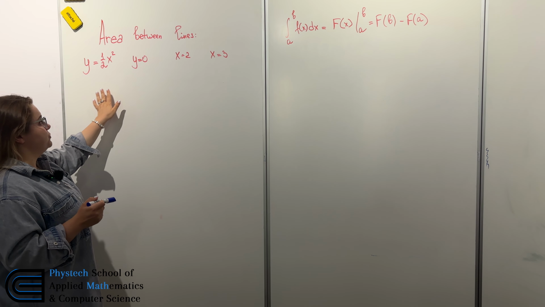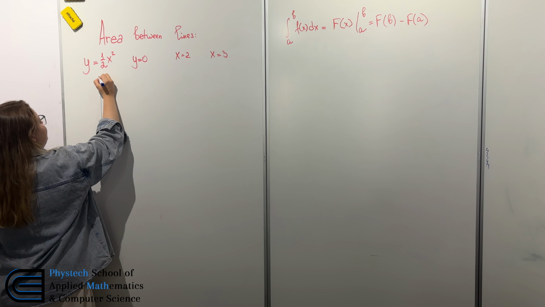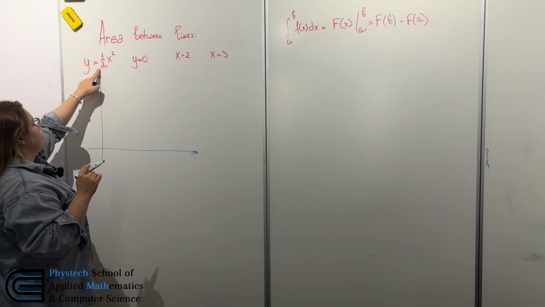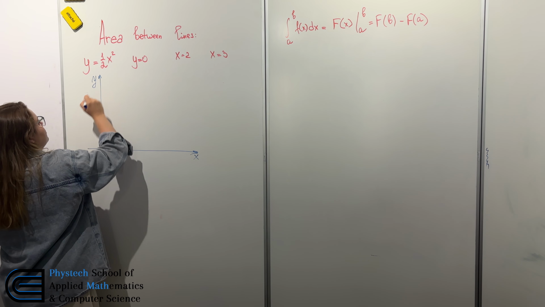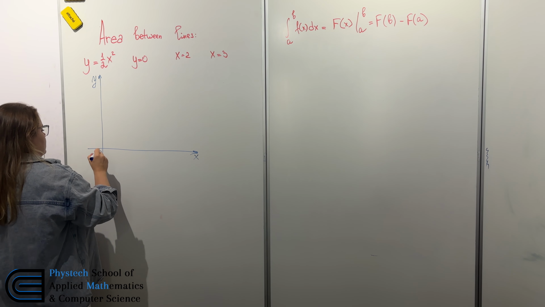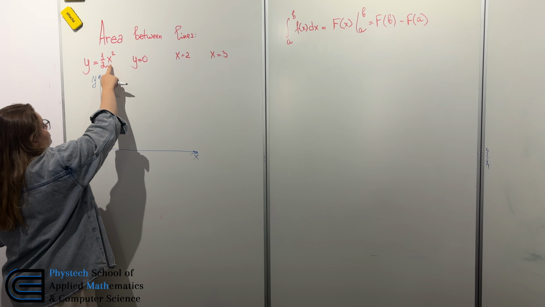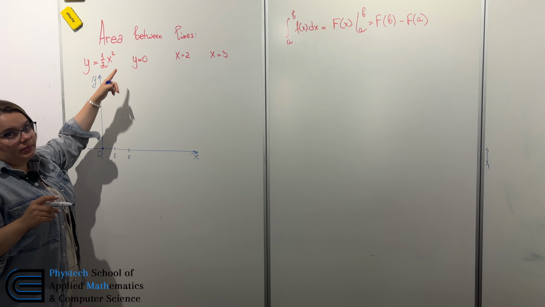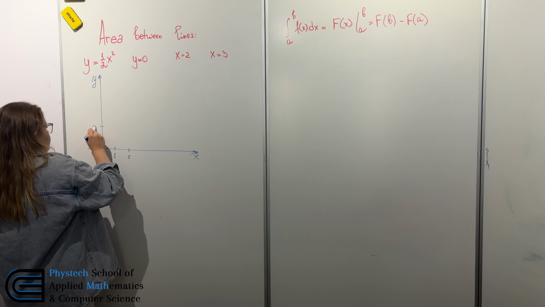So let's start. First of all, we need to do a little drawing. We have four functions. First function, x squared divided by 2. Here's our x, 0, y. When our x equals 0, our y equals 0. Then, when our x equals 1, and when x equals 2, our y equals, let's see, 4 divided by 2 gives us 2.